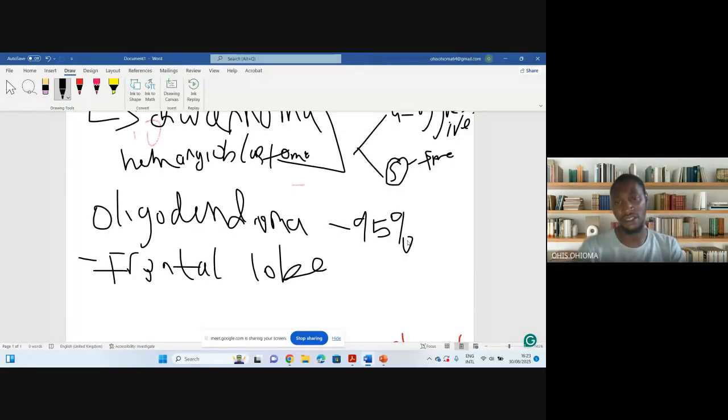Another thing about it is that, for a very weird reason, it's usually calcified. It's a very calcified tumor, right?